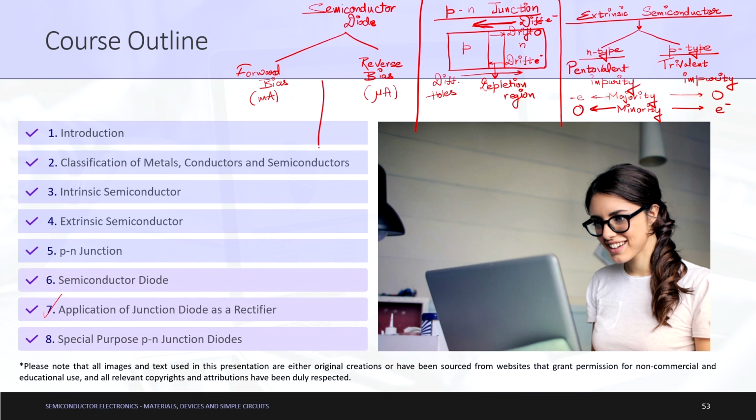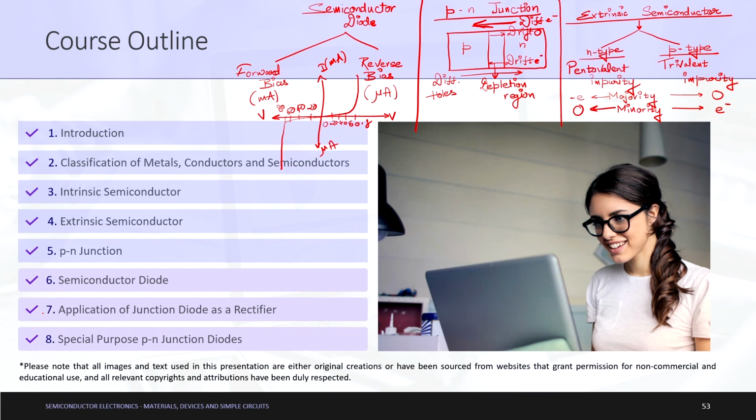Then we also understood the VI characteristics. This was voltage, this was current, this was in milliamperes, this was in microamperes, and this was also voltage. These were of the order of 20, 40, 60, 80 and so on, and these were very small, let us say 0.2, 0.4, 0.6, 0.8. That is how the VI characteristic was made. This is a simple small revision before starting the application part of junction diodes.